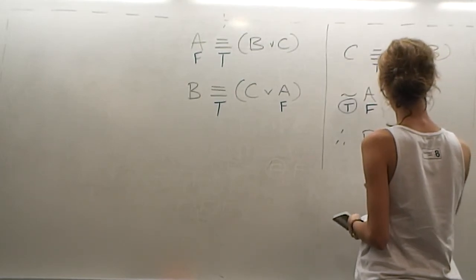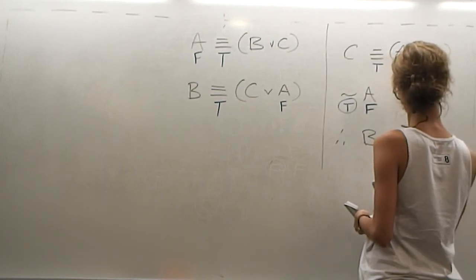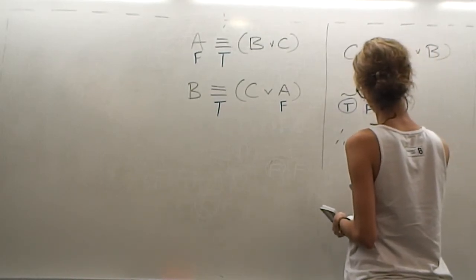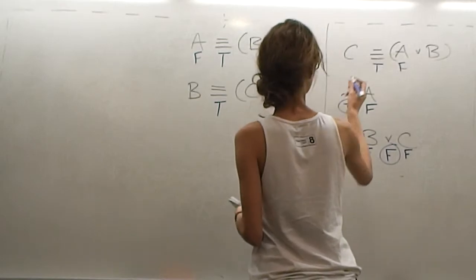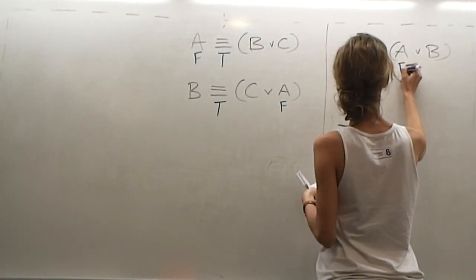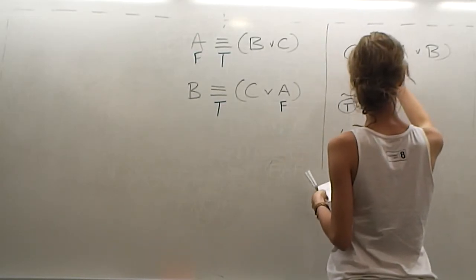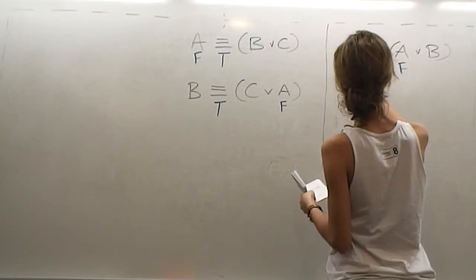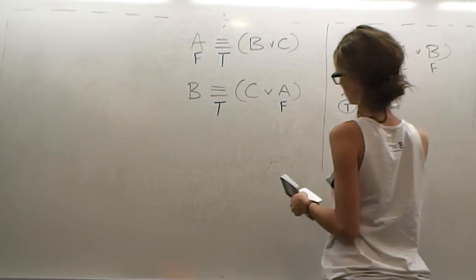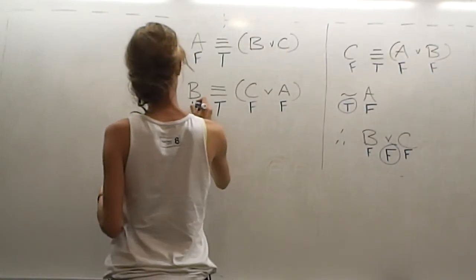Conclusion's a good place to go. If we have a false wedge, both the disjuncts must be false. We circle that truth value. Transfer those to B and C. There's a whole bunch of them. C is false there. B is false there. C is false there.